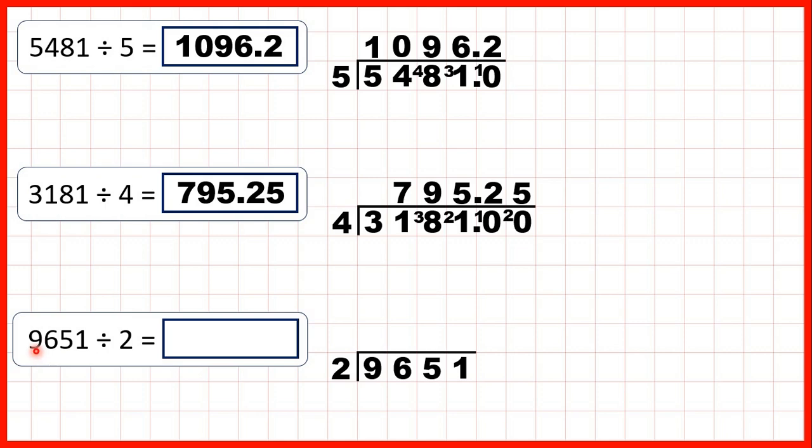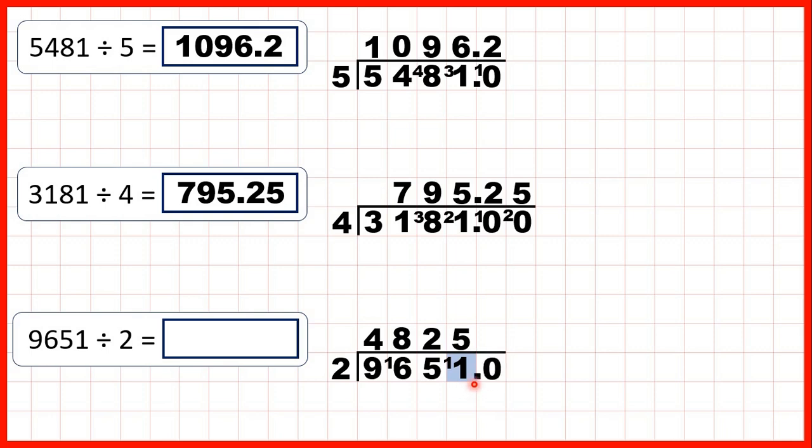Finally, we have 9,651 divided by 2. 9 divided by 2 is 4, remainder 1. 16 divided by 2 is exactly 8 with no remainder. 5 divided by 2 is 2, remainder 1. And 11 divided by 2 is 5, remainder 1.